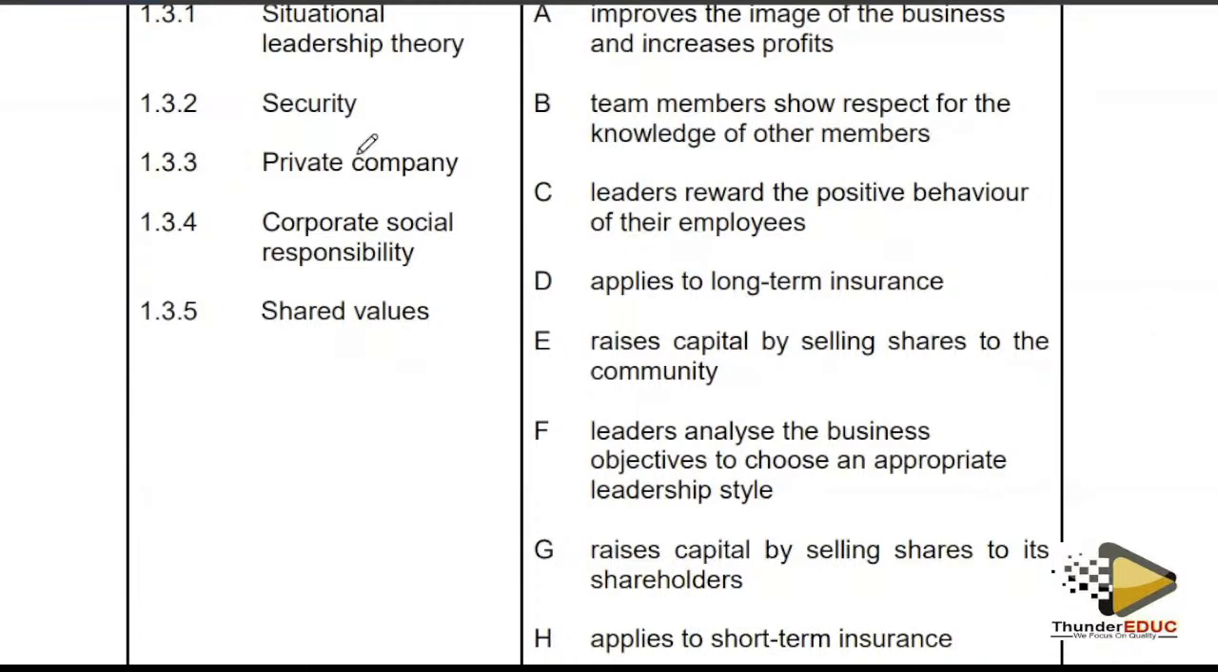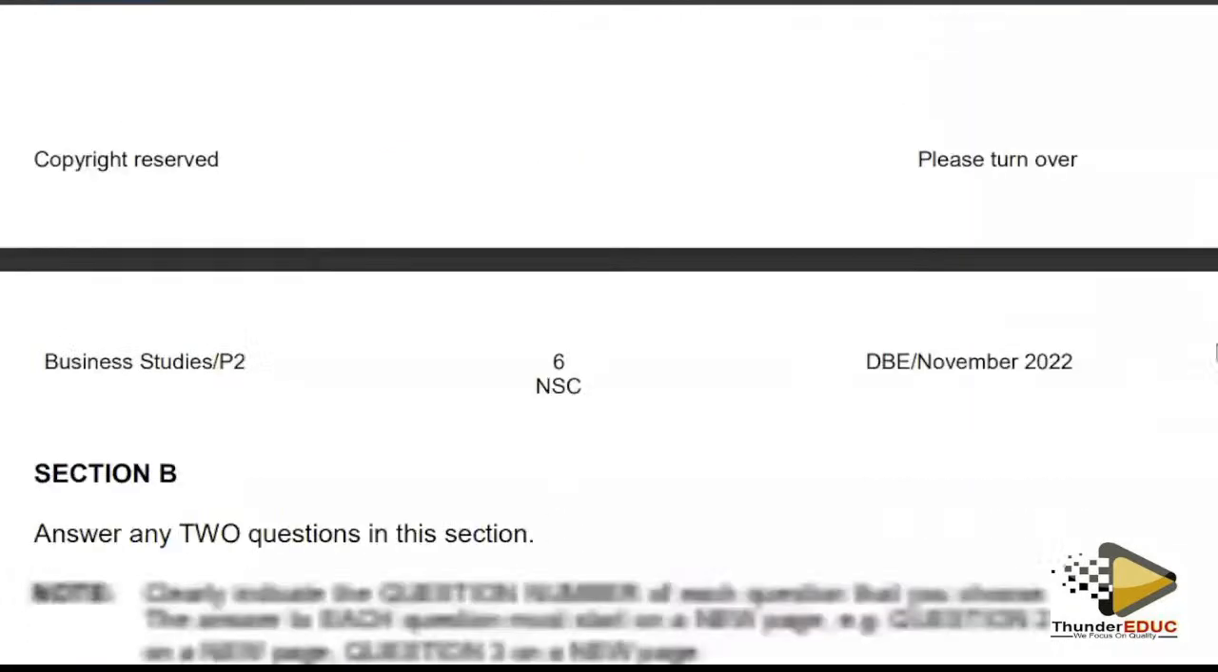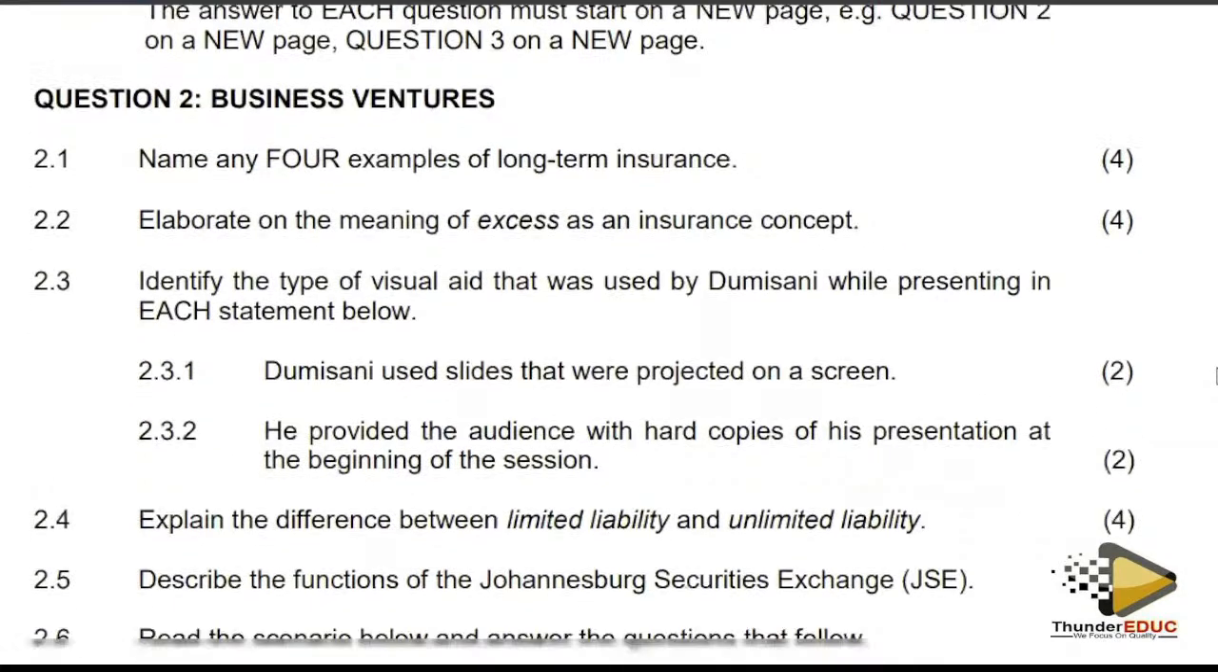Meaning the answers that we have for this, 1.3.1, we have F, and then the next one, we have D, and the next one we have G, and the next one we have A, and then the next one we have B. Okay, right. So now moving on to the next question, because we have actually completed question one, which is compulsory under section A.